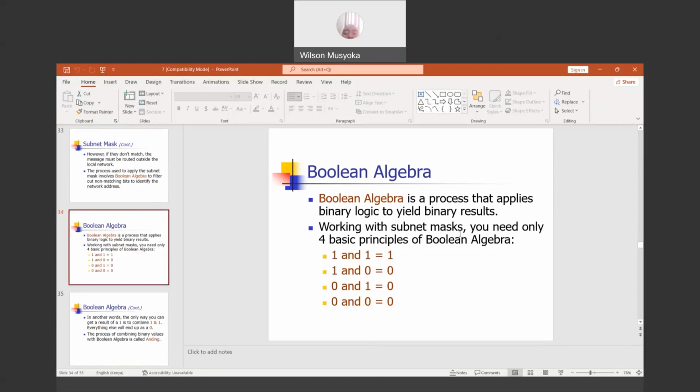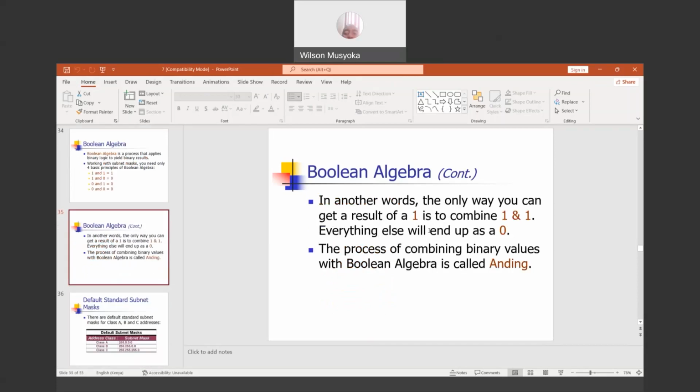You need only four basic principles of Boolean algebra: a 1 and a 1 is a 1, a 1 and a 0 is a 0, a 0 and a 1 is a 0, and a 0 and a 0 is a 0. So the only way you can get a result of 1 is to combine 1 and 1. Everything else results in a 0. That is what we call ANDing.